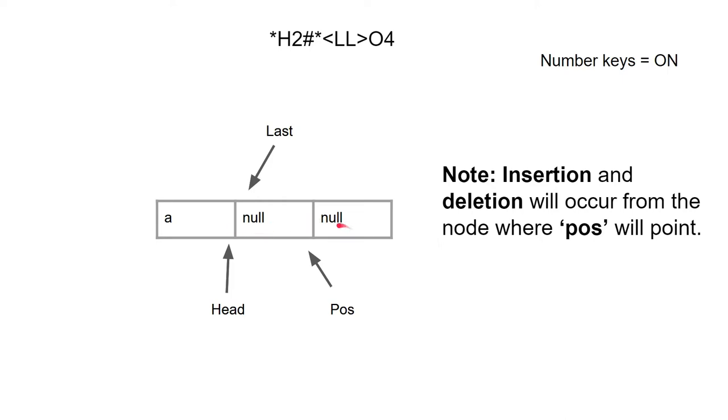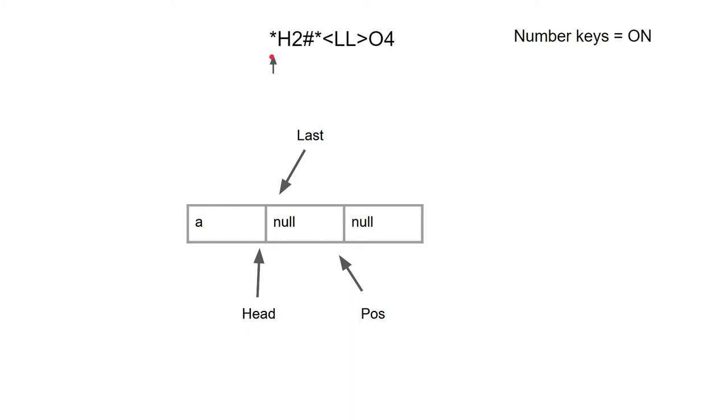So initially they both are null, and I have taken three variables that point to head. Head means the starting, last means the end, and POS. POS is from where we will be doing insertion and deletion. Now let's traverse this string and find out the output and understand the logic.